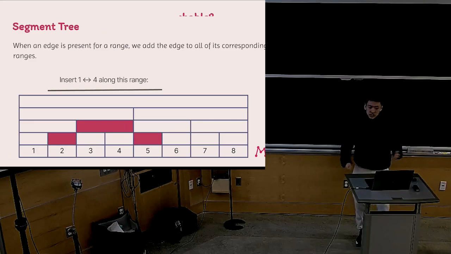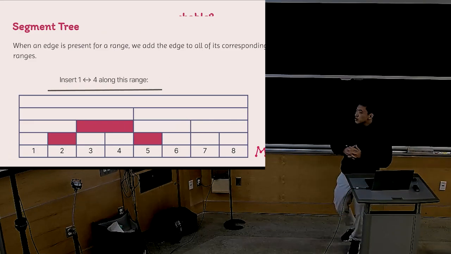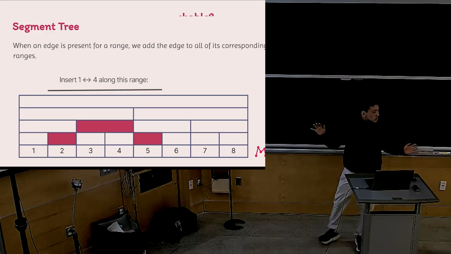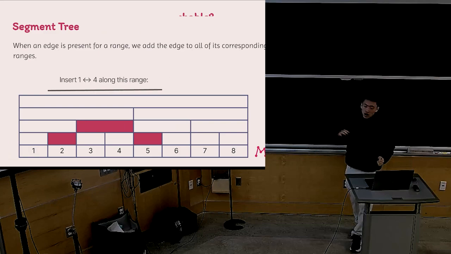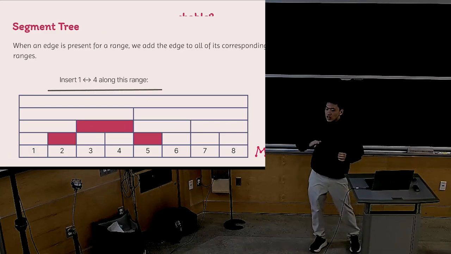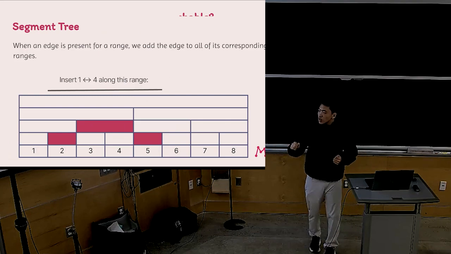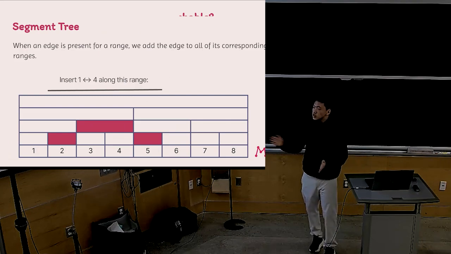So let's use a segment tree. Again, consider, for example, the edge from 1 to 4, and now we build a segment tree over this time, right? So now, for example, if we wanted to add an edge, it's kind of like doing a query with a segment tree, where, let's say, you wanted to query from 2 to 5.